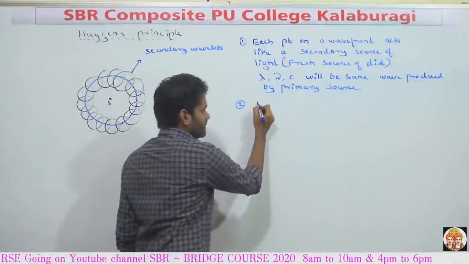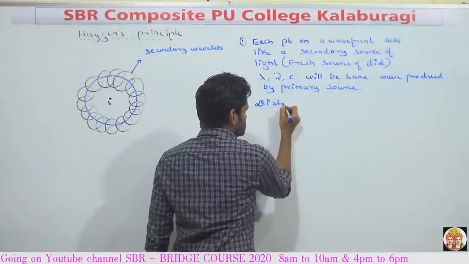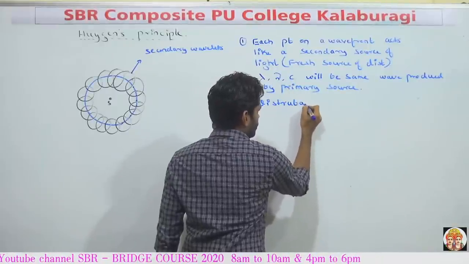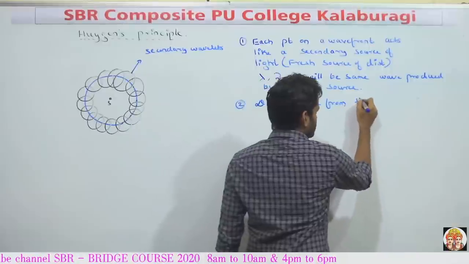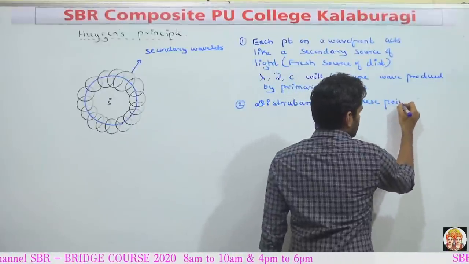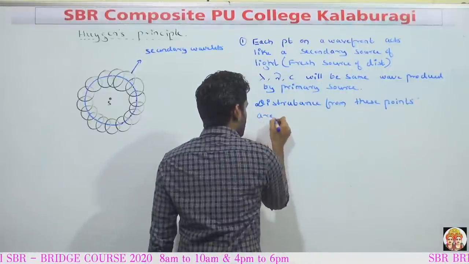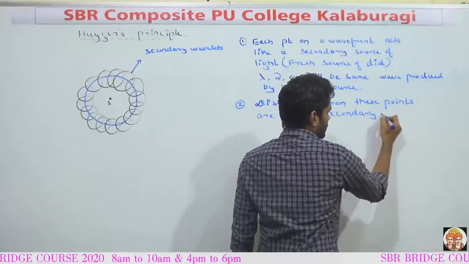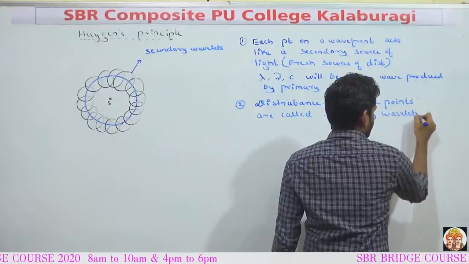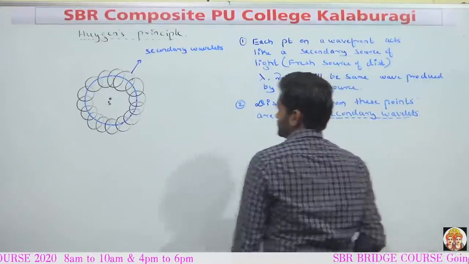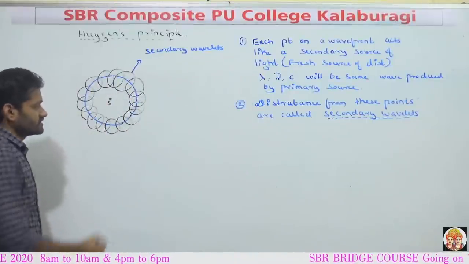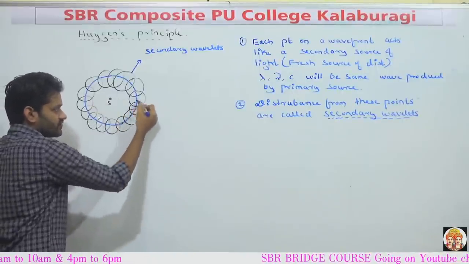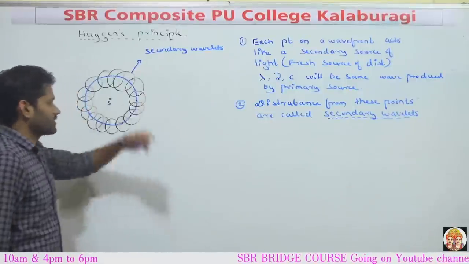Okay, second point: the disturbance from these points is called secondary wavelets. These are called as what? Secondary wavelets. These secondary wavelets are from which source? Secondary source. So this is the second point.